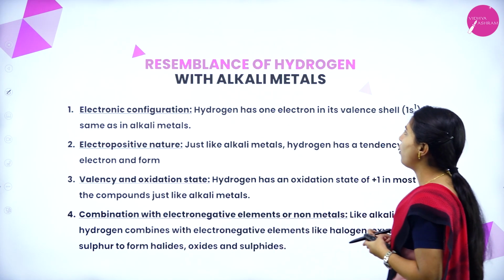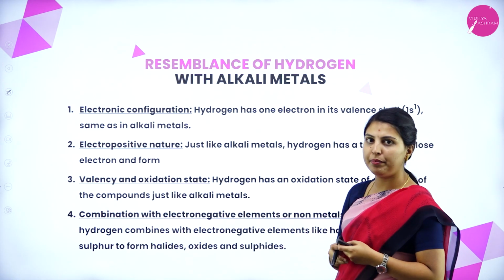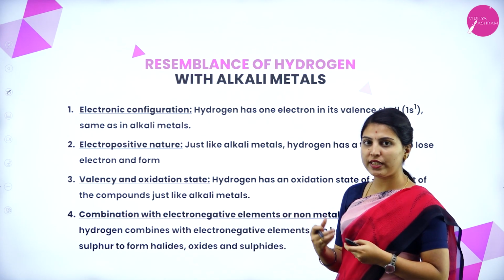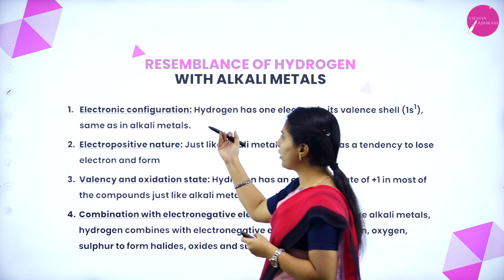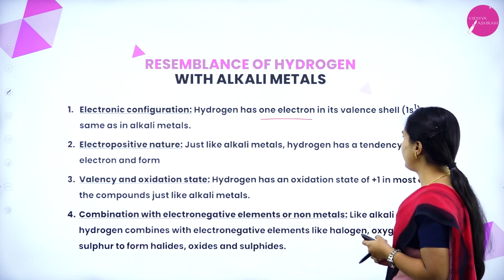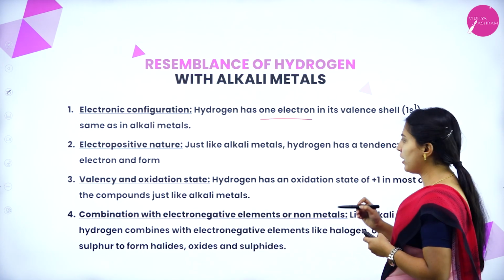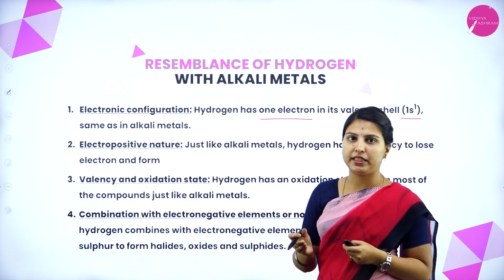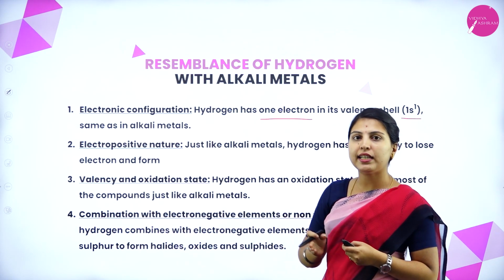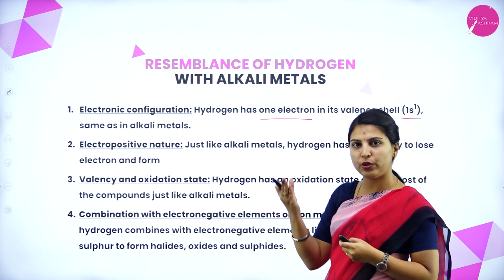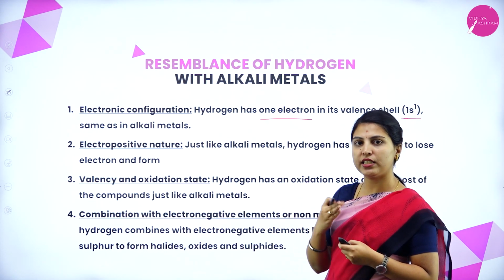Next, resemblance of hydrogen with alkali metals. How hydrogen resembles the alkali metals, we will see through its properties. First, electronic configuration. Hydrogen has 1 electron in its valence shell. So its electronic configuration is 1s1, same as in alkali metals. Usually the first group alkali metals have valence shell s1 only. So here also the valence shell is s1 only.